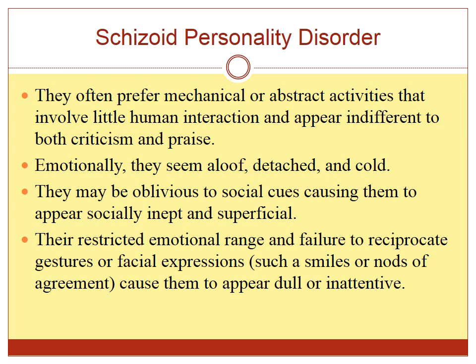With schizoid personality disorder, people often prefer mechanical or abstract activities that involve very little human interaction and appear indifferent to both criticism and praise. Emotionally, they may seem aloof, detached, and cold. They may be oblivious to social cues, causing them to appear socially inept and superficial. Their restricted emotional range and failure to reciprocate gestures or facial expressions, such as smiles or nods of agreement, cause them to appear dull or inattentive.